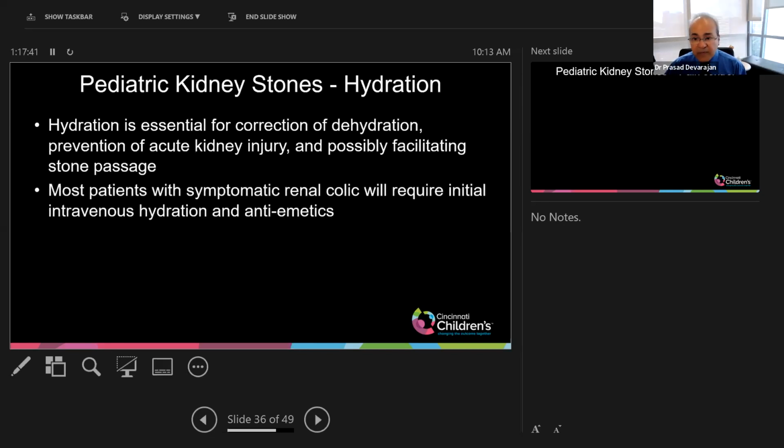Most patients with symptomatic renal colic will require some initial IV hydration and antiemetics, but that doesn't need to be hospitalized. They can get that as an outpatient.